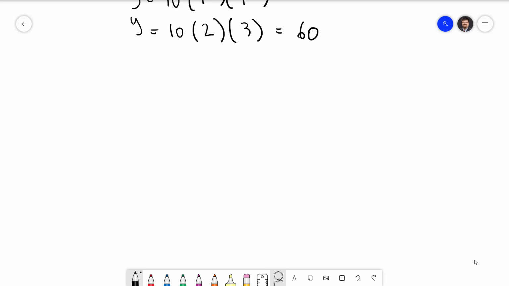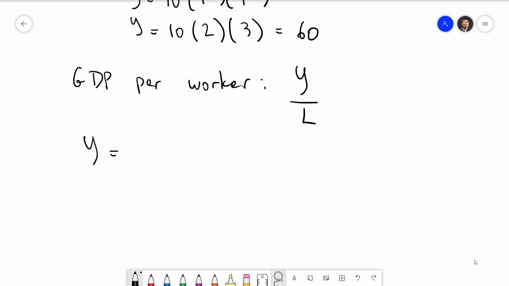Now that we've established a production function, we can use this to describe a country's standard of living. We are going to use the measure of GDP per worker to think about the standard of living. That's just going to be y divided by L. In our example, remember that y equals 10 K to the 1/2, L to the 1/2. To figure out the GDP per worker, we divide both sides by L. Remember that L is actually L to the 1.